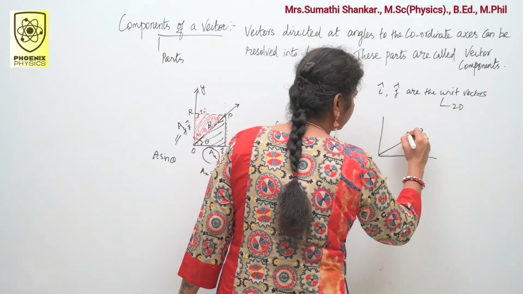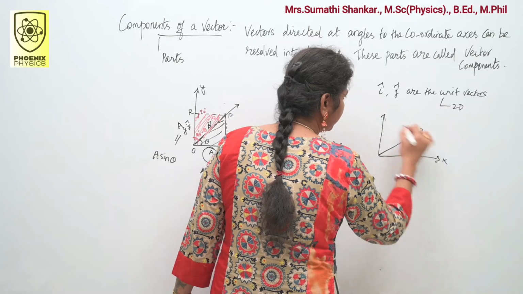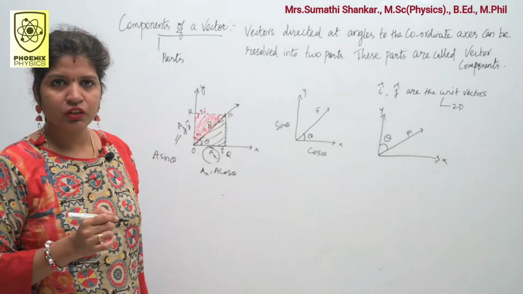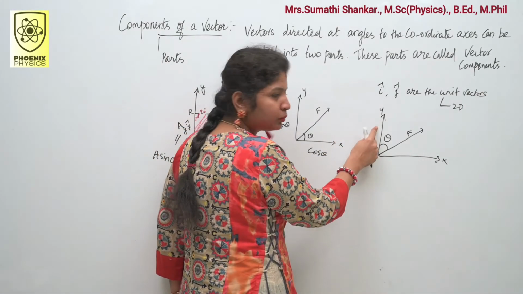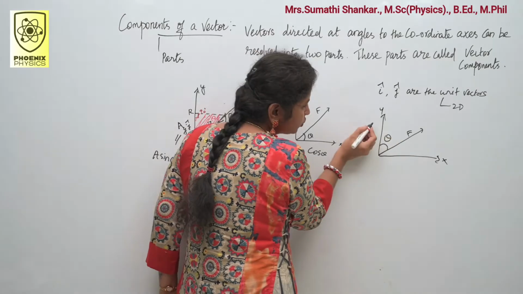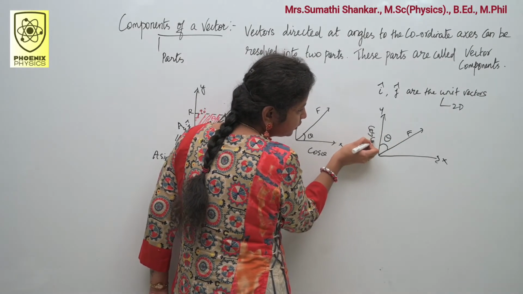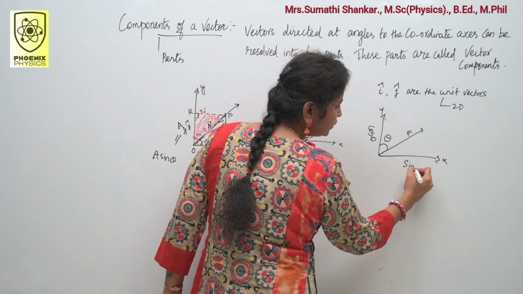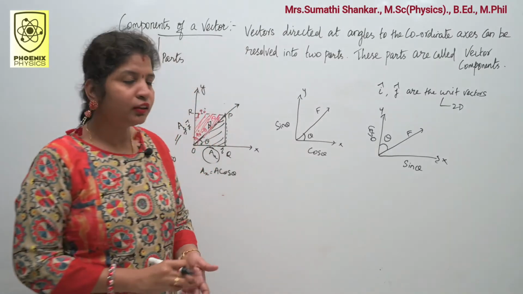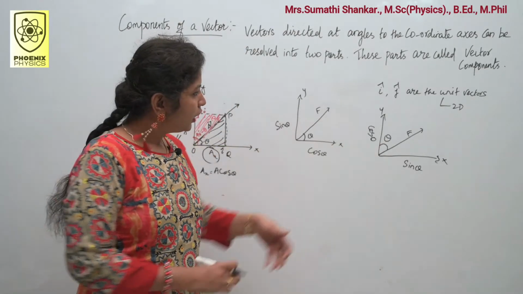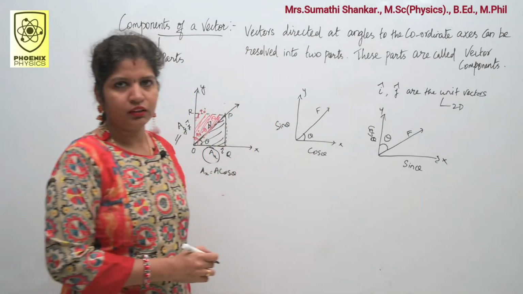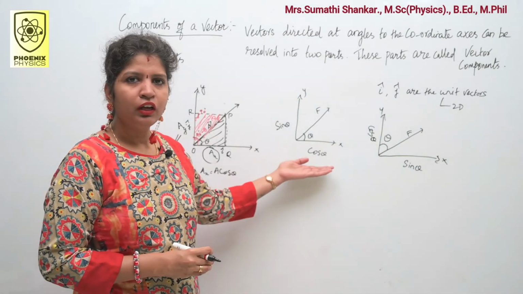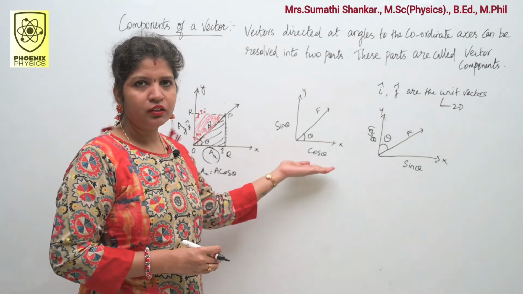Suppose this is my force vector in the xy plane, and the angle is theta. Which one is your adjacent side? This is my adjacent side because the angle is here. So this is my cos theta component. This line is perpendicular to this line, so this is my sin theta component. Based on the angle, you can write either cos theta or sin theta. You need not write the formula to find the answer. Simply mark the components like this.